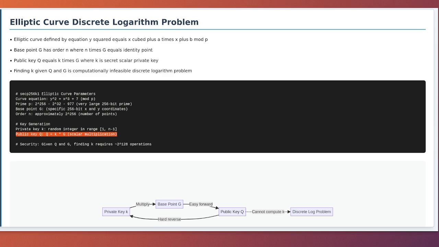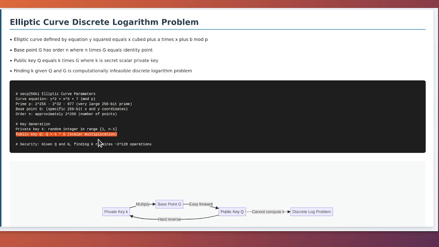Here's the key security assumption. Given a base point G and a public point Q where Q equals k times G for some secret scalar k, finding the value of k is computationally infeasible. The scalar multiplication operation is easy to compute in the forward direction. You can compute Q equals k times G efficiently using algorithms like double and add. But going backwards, recovering k from Q and G, is believed to be extremely difficult.